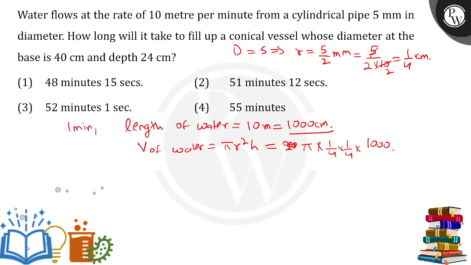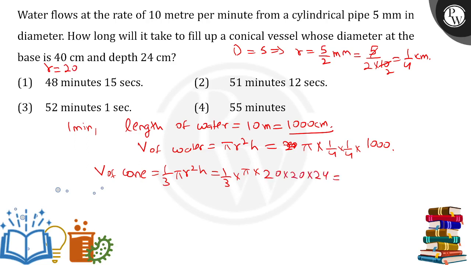Now how long will it take to fill a conical vessel whose diameter and depth is given? For the case of the cone, the volume of the cone should be the same as the water that came out. So the volume of the cone has the formula 1 upon 3 pi r square h. Putting in all the values given to us, that is 1 upon 3 pi, let us keep it as it is. Since the base diameter is given as 40, r will be 20. So 20 into 20, and depth, that is our height, as 24.